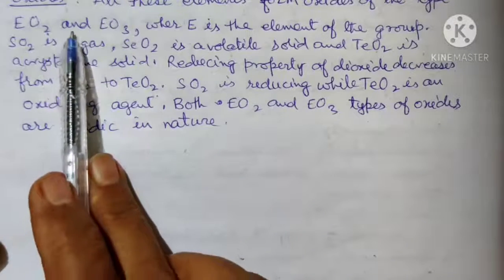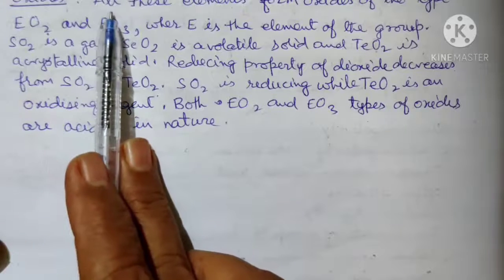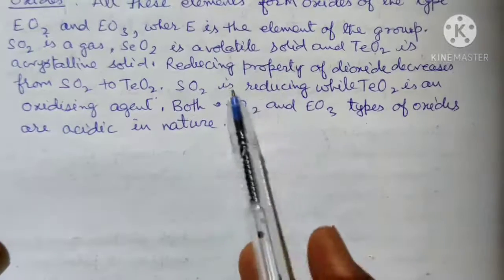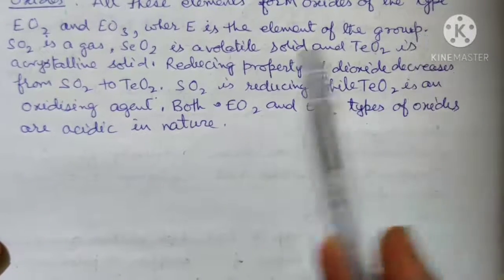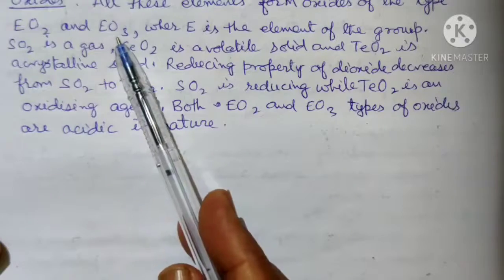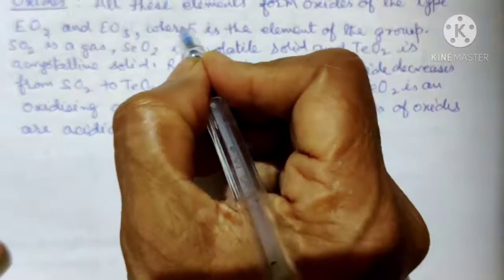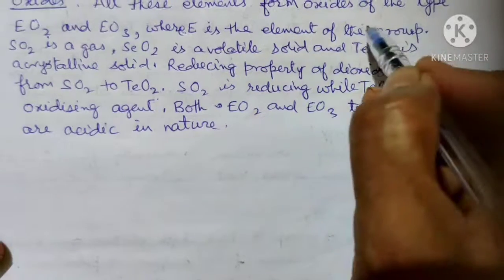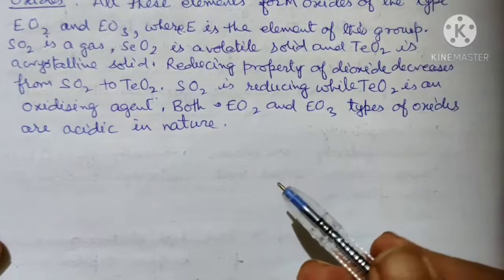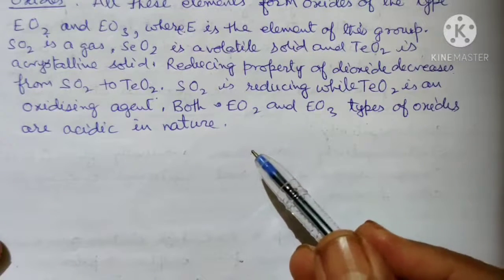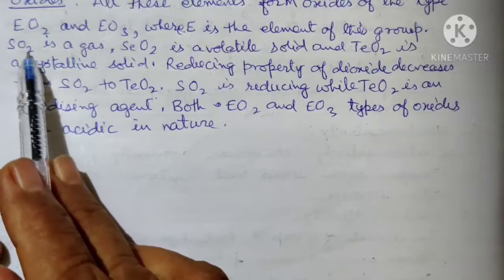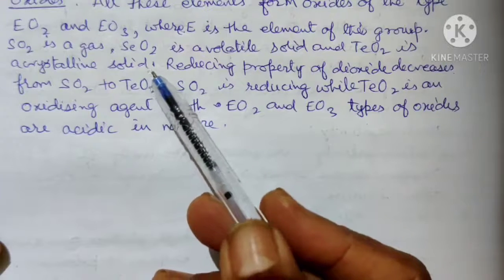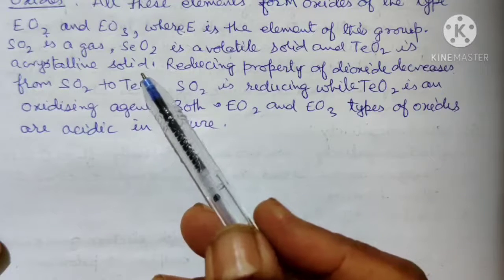Now we will study the second property, the oxides, or you can say the reaction with oxygen. All these elements form oxides of the type EO2 and EO3, where E is an element of this group, that is sulfur, selenium, tellurium, polonium. For example, sulfur forms SO2 and SO3, two gases. SO2 is sulfur dioxide and SO3 is sulfur trioxide.